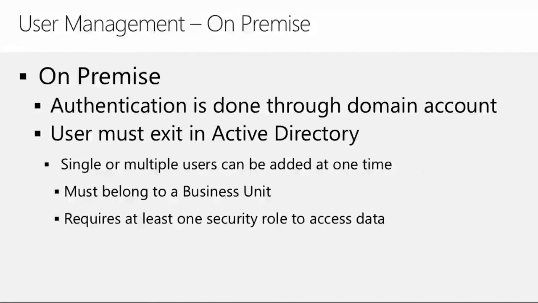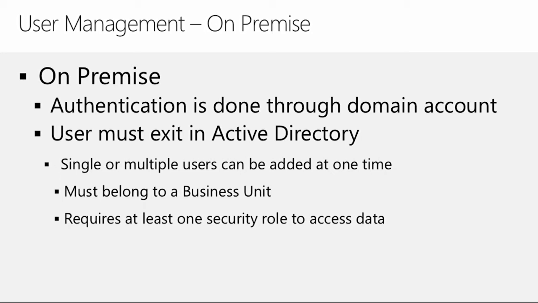Now, from an on-premise perspective, if you're using a traditional setup, that will use their domain account. So they will have an Active Directory account that will be created, so you have to add them into Active Directory. Once you add them into Active Directory, then you can add them into Dynamics 365. There are a couple of different ways to do that. You can add individual users by going in and clicking on the new button and defining what their Active Directory login is. It'll pick that information up, and then you can work with it from there.